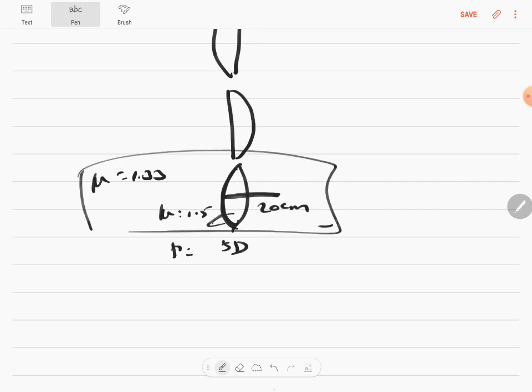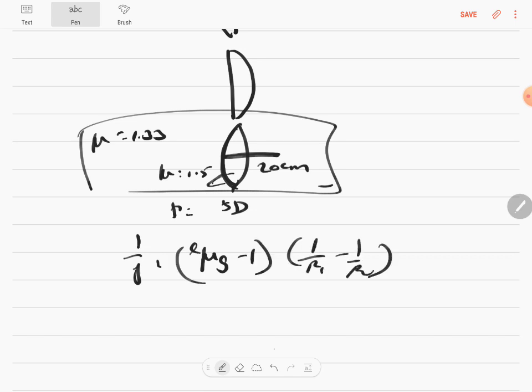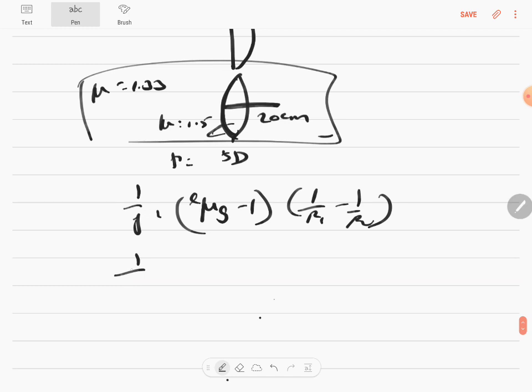Okay, the radius of curvature of the second surface. You know that 1 by f is equal to mu of glass with respect to liquid minus 1 into 1 by r1 minus 1 by r2. And so 1 by f is the focal length. The focal length is given as 20 centimeter. Mu of glass with respect to liquid is mu glass by mu liquid, which is 1.5 by 1.33, minus 1, into 1 by r.